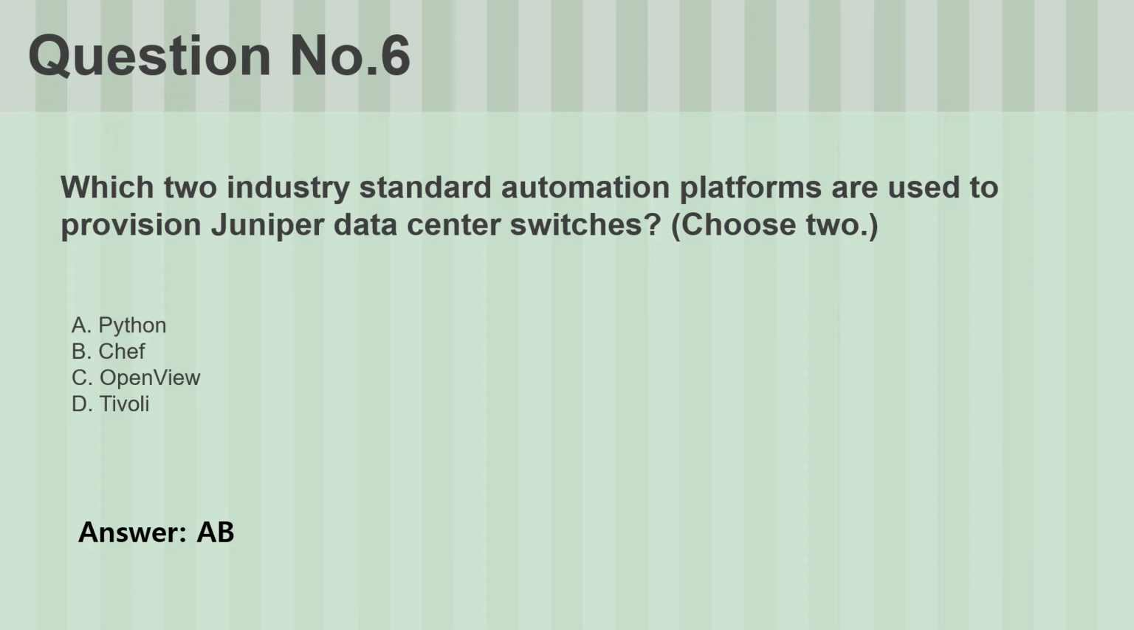Question number 6. Which two industry-standard automation platforms are used to provision Juniper data center switches? Choose 2. A. Python. B. Chef. C. OpenView. D. Tivoli. Answer AB.